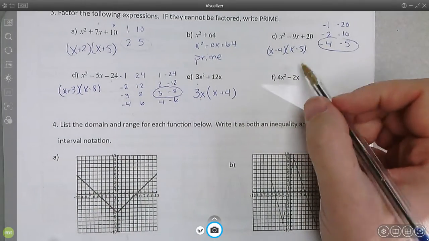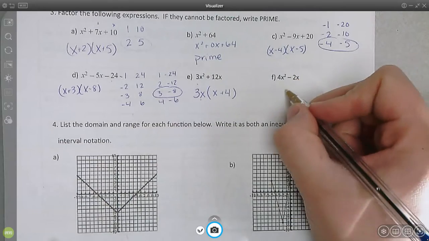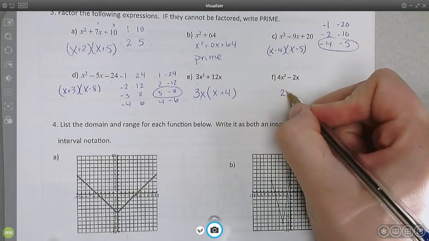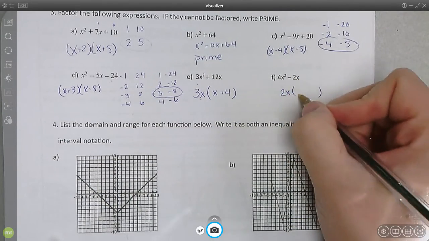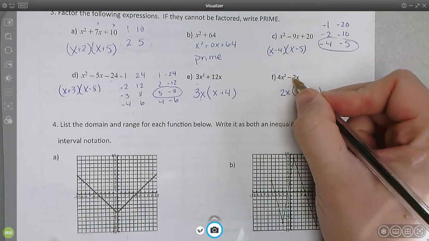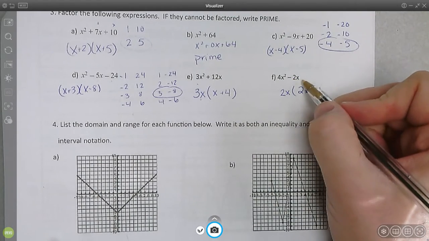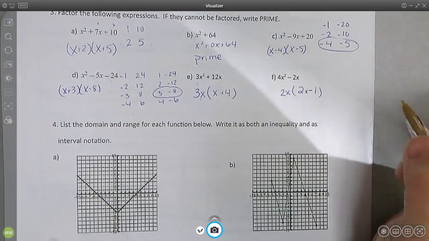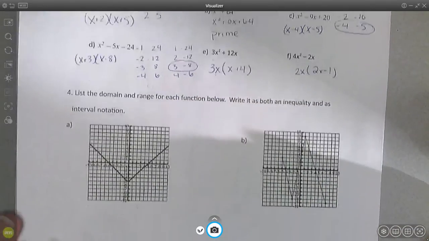And then we'll do the same thing here. The biggest number that goes into 4 and 2 is 2. They both have an x. You divide, so you're left with 2x. Then you have this minus sign. And then 2x divided by 2x is just 1.